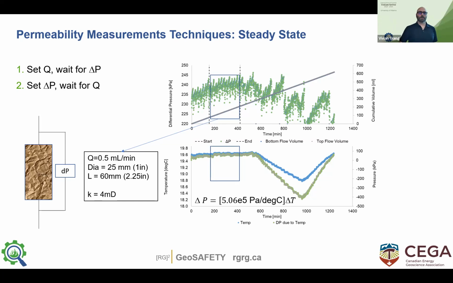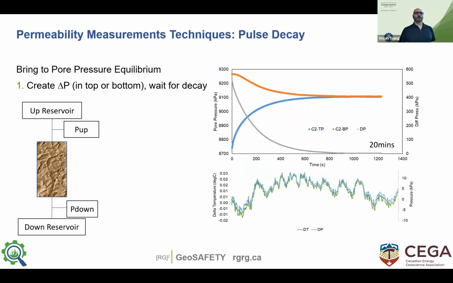This one, permeability is 4 millidarcy, so relatively low, but in the numbers that we're trying to get, pretty high. So that's just a review on steady state. Pulse decay.